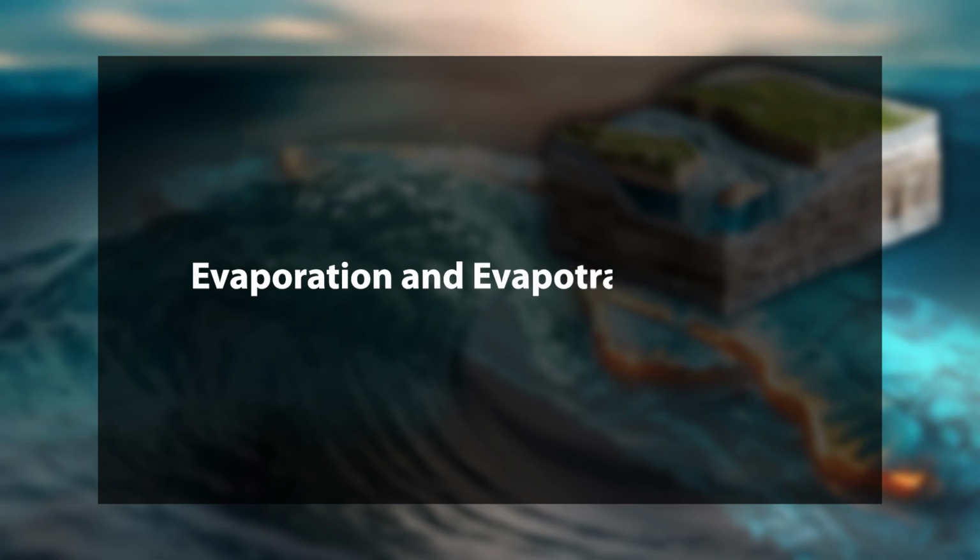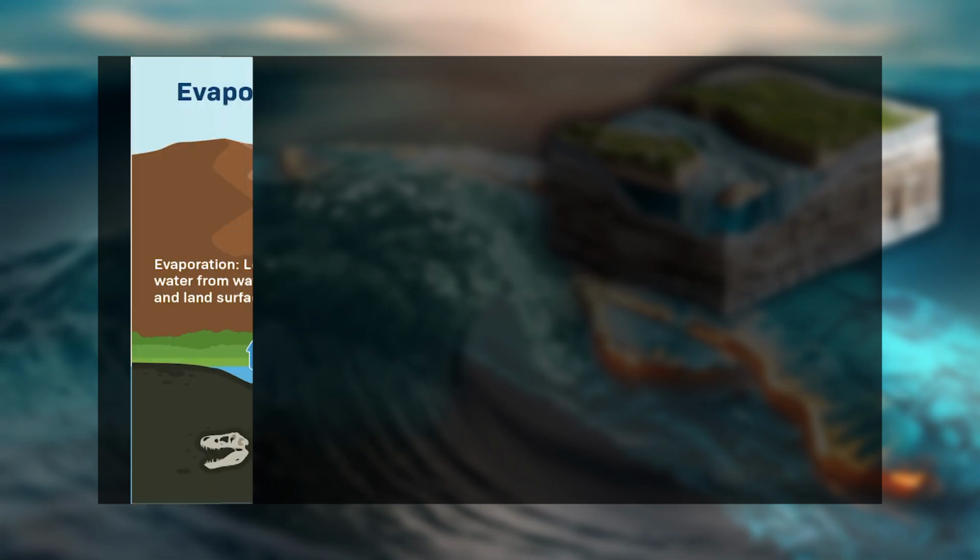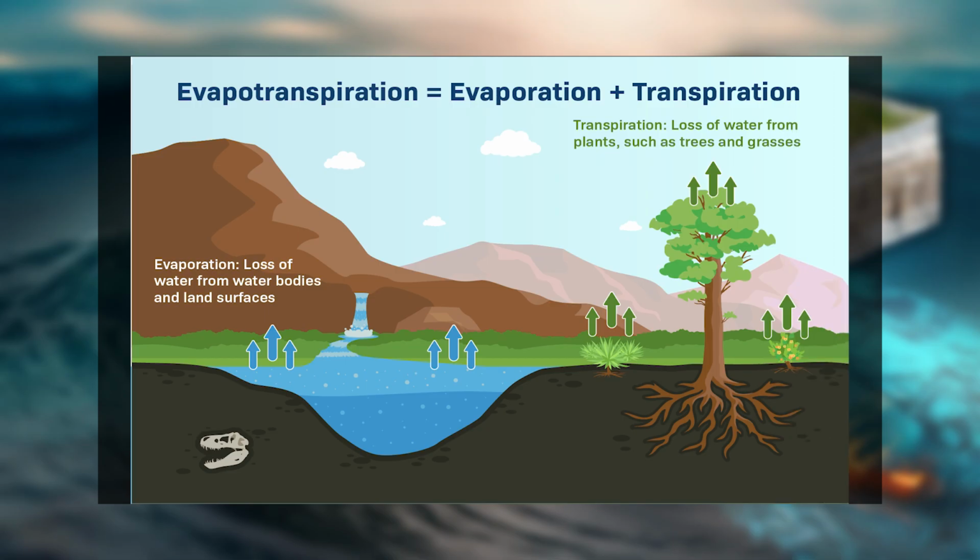Minor energy contributions also arise from geothermal heat and human activities. However, these are insignificant compared to the dominant role of the sun. So far as evaporation and evapotranspiration are concerned, they constitute the primary pathways through which water is transferred from the Earth's surface to the atmosphere. These processes form a critical link between the land surface, vegetation, and the atmosphere.